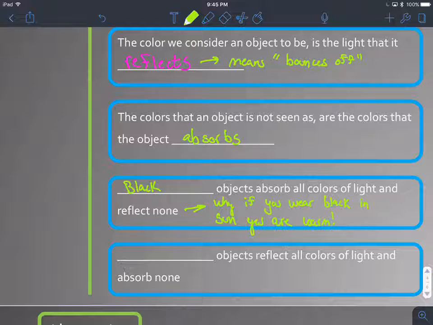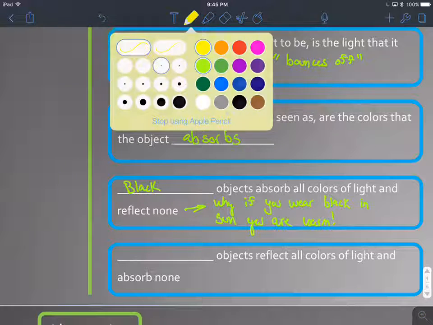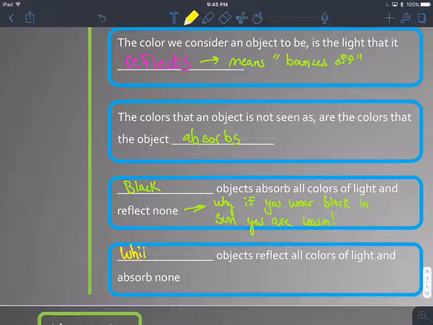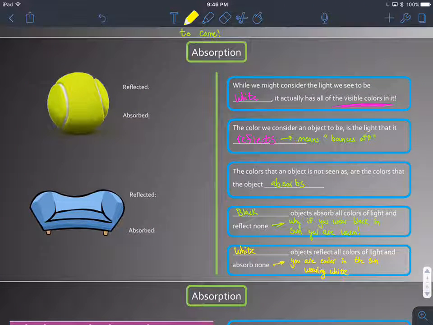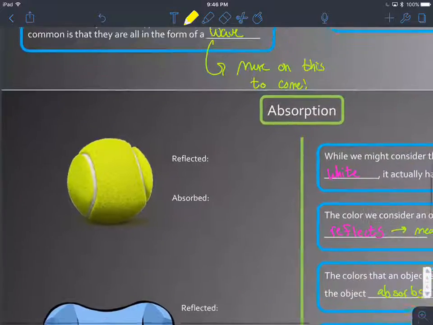Now just the opposite actually occurs for white objects. White objects actually absorb no color. They reflect everything. And this is why you're cooler in the sun wearing white. Now, this is kind of quick going over it. I understand that, but I think it's going to be better represented talking about these objects.